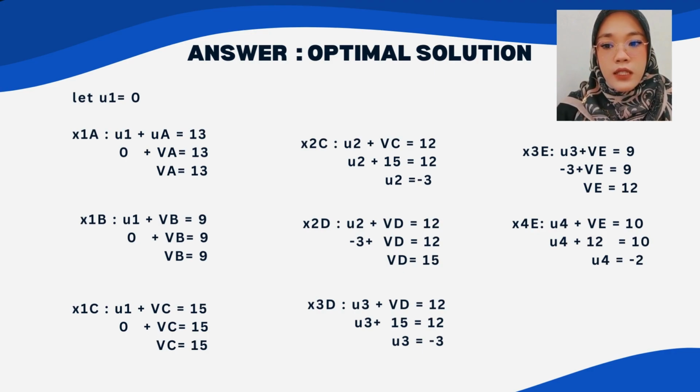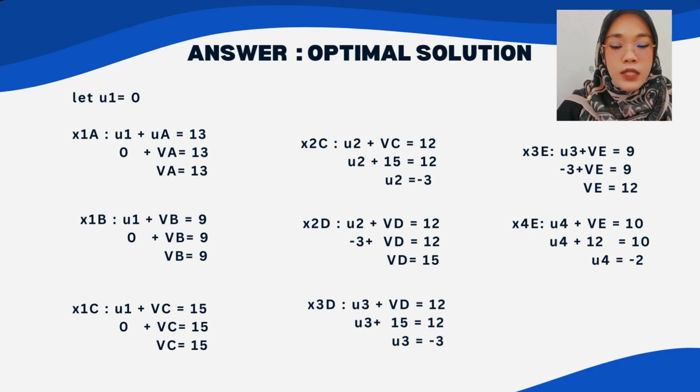After calculating, the values of Ui are as shown in the table, which are U1 equal to 0, U2 equal to -3, U3 equal to -3, and U4 equal to -2. As for Vj, the values are as shown in the table, which are VA equal to 13, VB equal to 9, VC equal to 15, VD equal to 15, and also VE equal to 12.